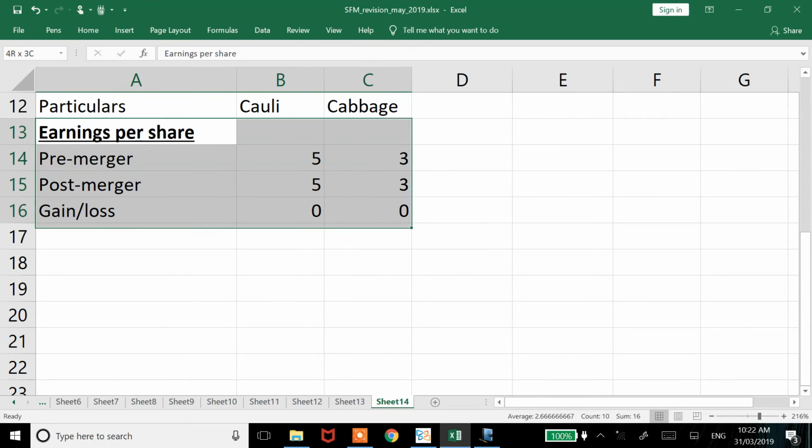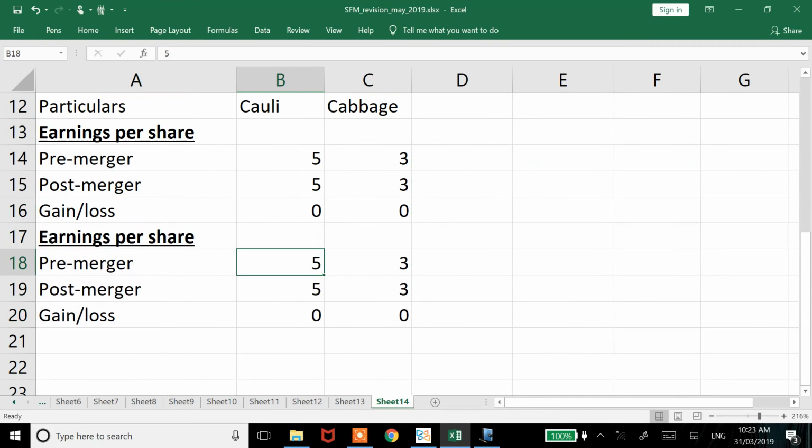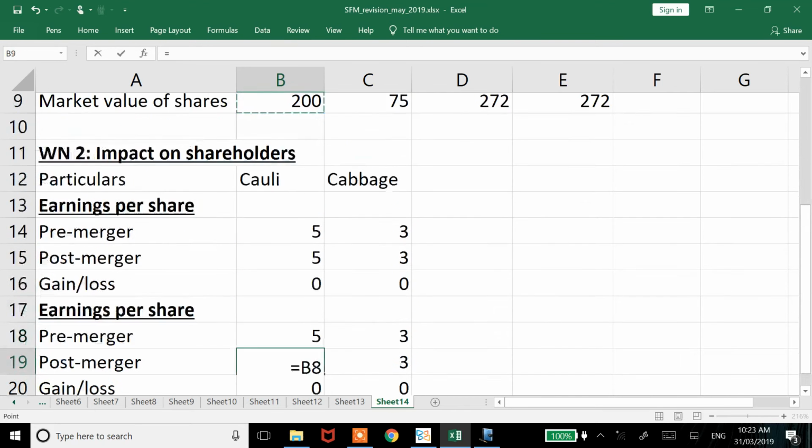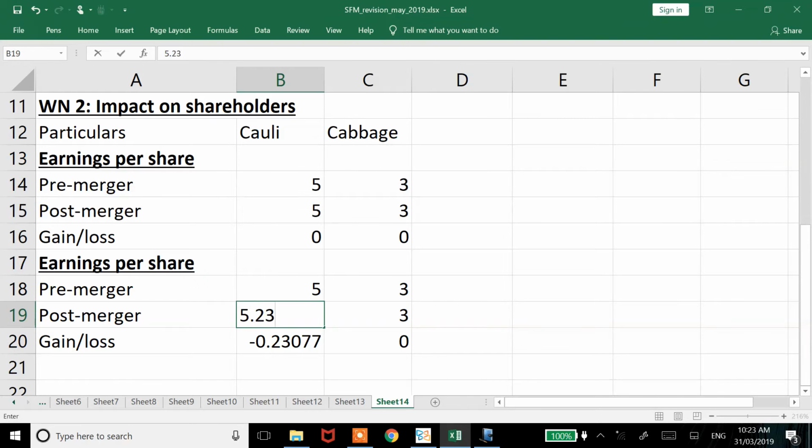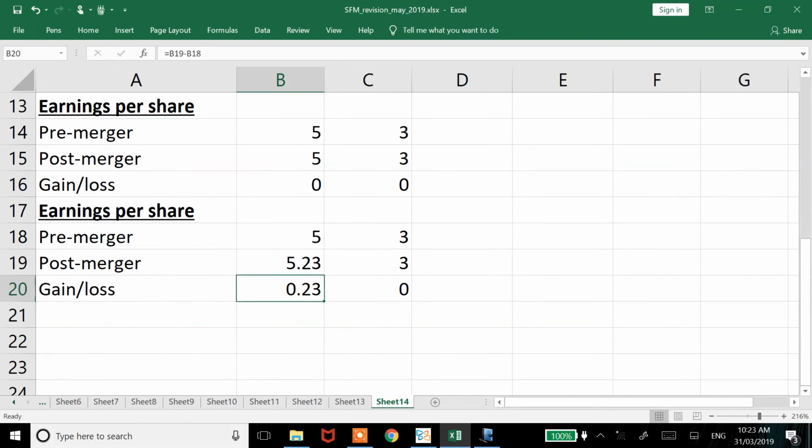Second part was pre-merger was 5 rupees, post-merger it became 5.23. So there is a gain here. It became 5.23 and this was 5.23 into 3 by 5, sorry, into 1 by 2, and the impact is some point negative. Yeah, it will have a negative impact.